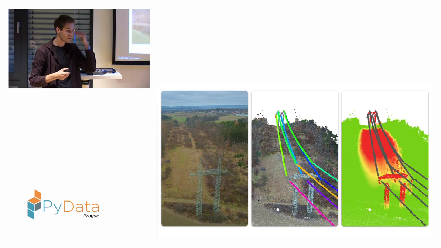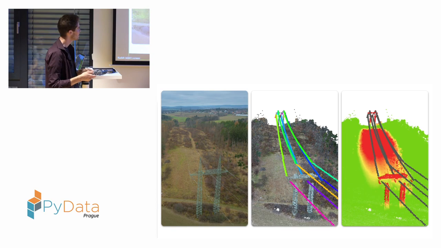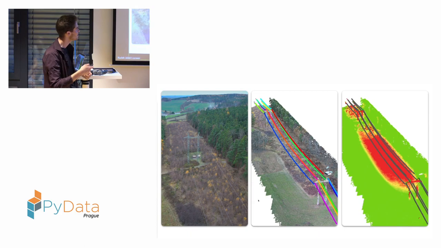So we took three data sets. One of them I showed you already, and we tried some others. It always had five wires. These are 220 kilovolt power lines. So this is one, this is the second, and that's it.